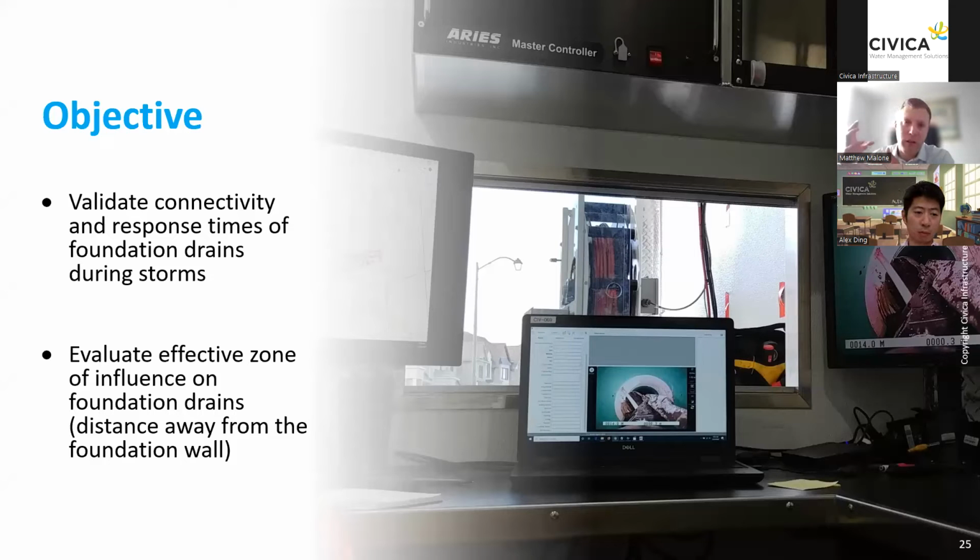And then as part of this second study, we wanted to see, okay, if we go in thinking it's foundation drains, we also want to see what's the effective zone of influence, or how far away from the foundation is that water. If we put a drop of water within a certain zone of that foundation, is it getting into the foundation drain and then into the sanitary sewer system? So these were a couple of mini objectives that we had as part of this second part of that case study.